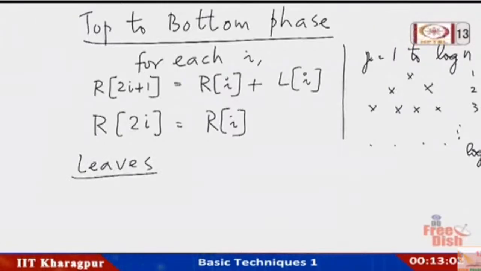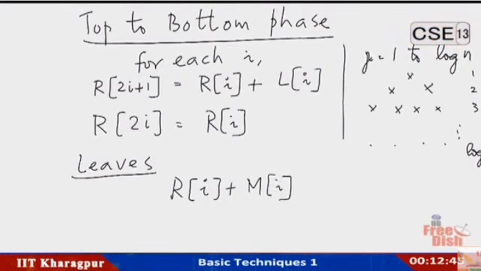Then in the last step of the algorithm, we look at the leaves. At the leaves, we have to calculate the sum of the value that the leaf received from the parent, which will be present in its right value, plus the original value that was present there. This is to be the final value of node I. So this is how we calculate the prefix sums.